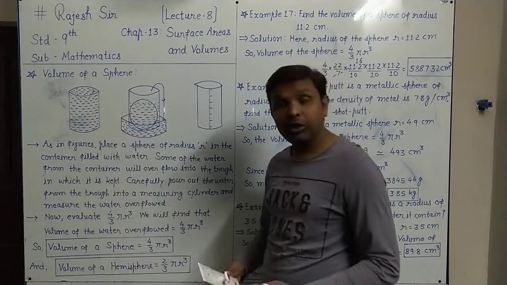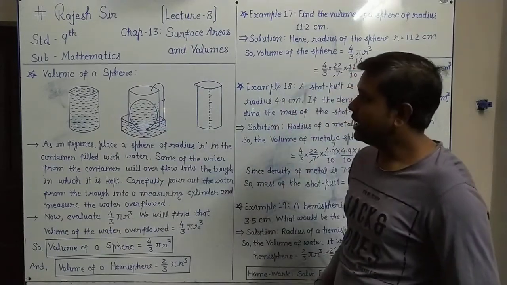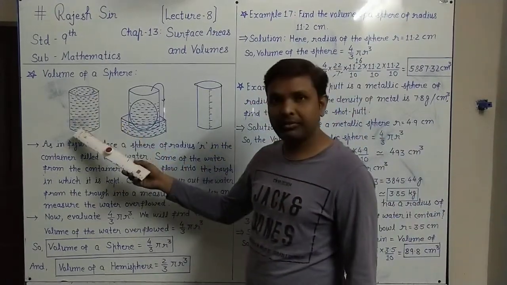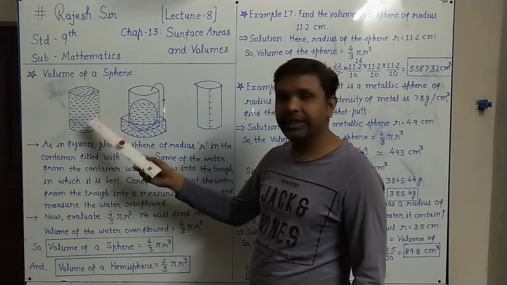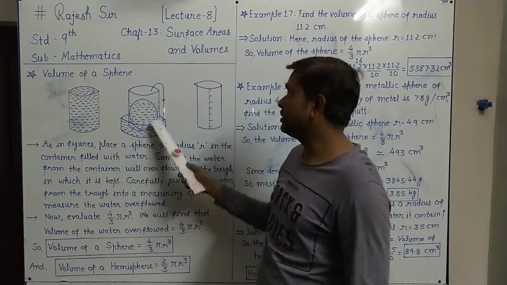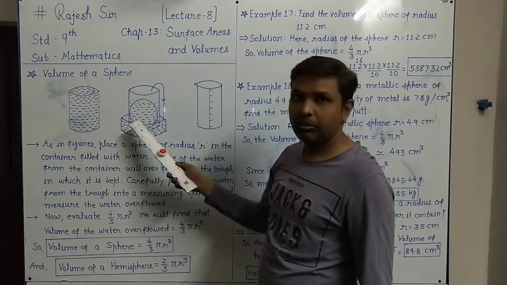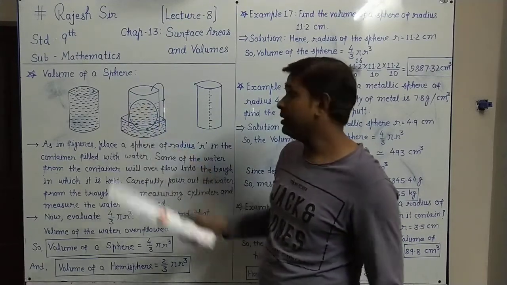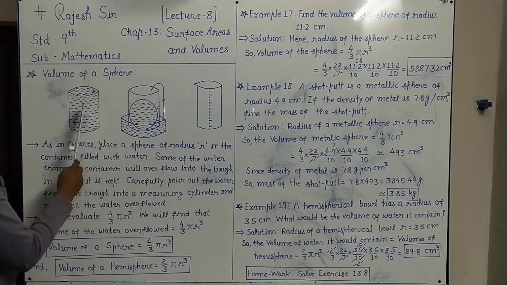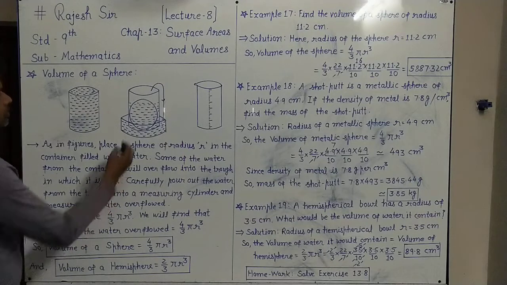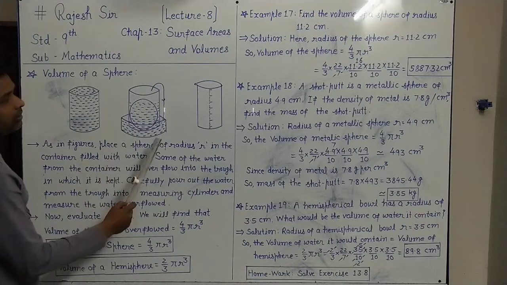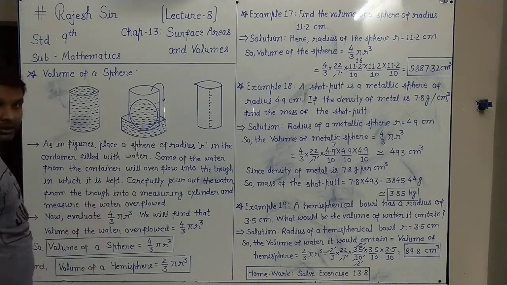To get this volume of a sphere, we will do one activity here. As you can see in the figure, this is a cylindrical vessel full of water. In this cylindrical vessel full of water, we are placing a sphere of radius r. As you can understand, if you place the sphere inside the container that was full of water, some of the water will overflow, and this overflowed water is stored in the trough in which it is kept.